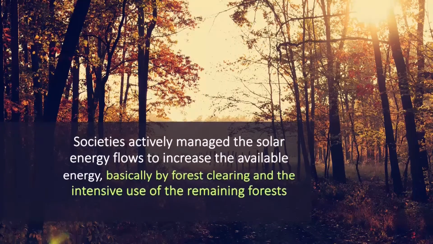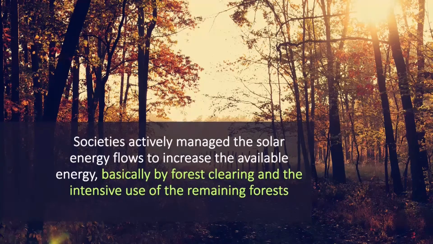These three forms of energy were organic materials dependent on the land available, and they were predominantly collected and distributed locally. It is a closed cycle of resource flow. Societies in that agrarian era actively managed the solar energy flows to increase the available energy, basically by clearing the forest and by intensive use of the remaining forest. Like today, we are talking about non-timber forest production, right?